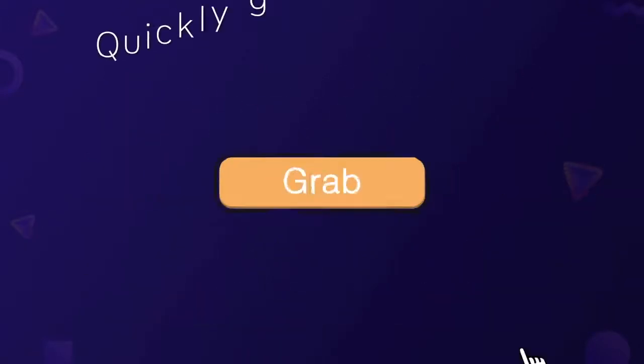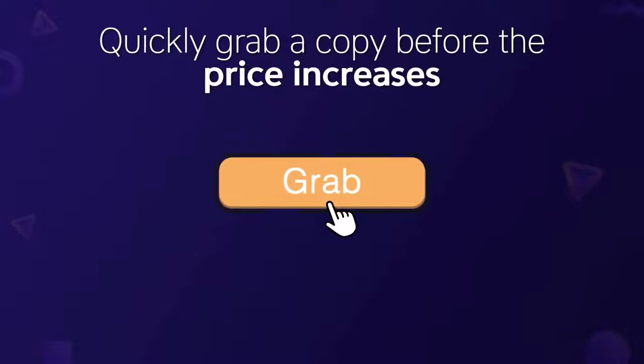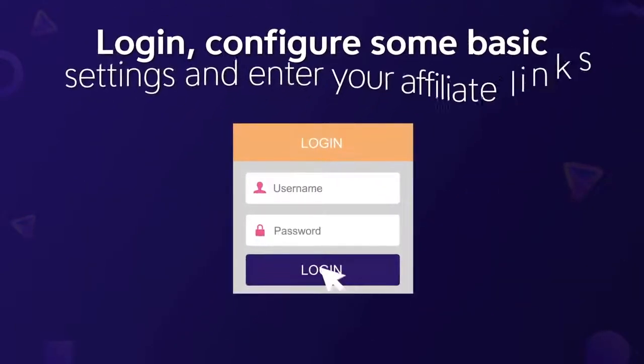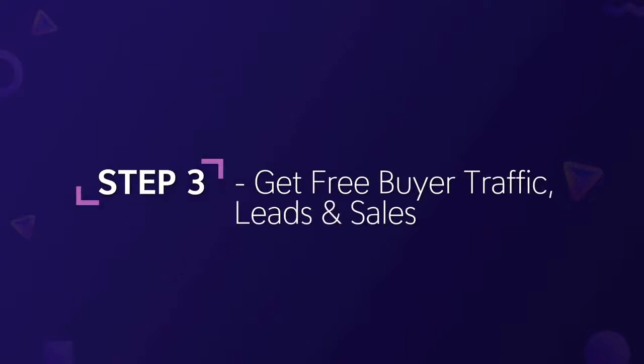Step 1, purchase VidCommissions. Quickly grab a copy before the price increases. Please note the price is increasing every 60 minutes, so please be quick. Step 2, log into the cloud-based app. Log in, configure some basic settings, and enter your affiliate links. Step 3, get free buyer traffic, leads, and sales.